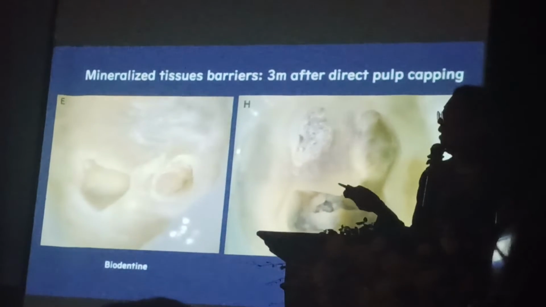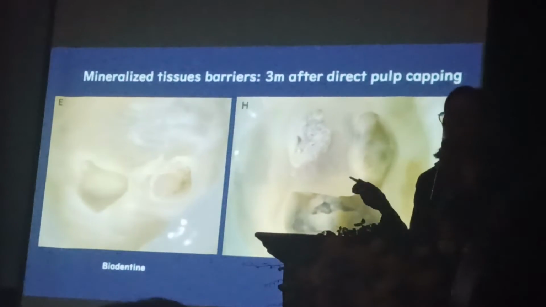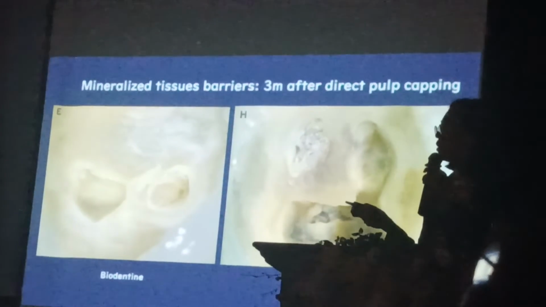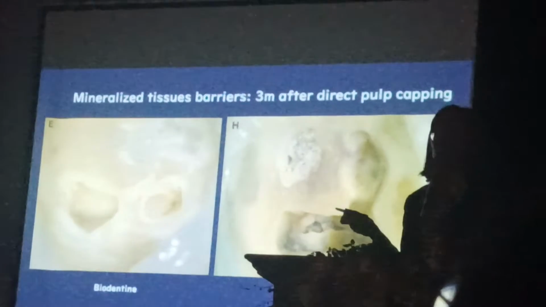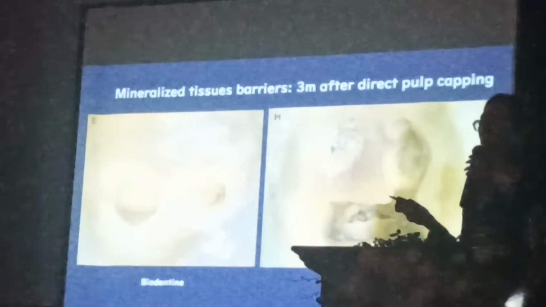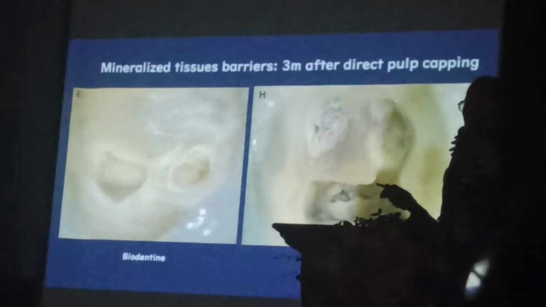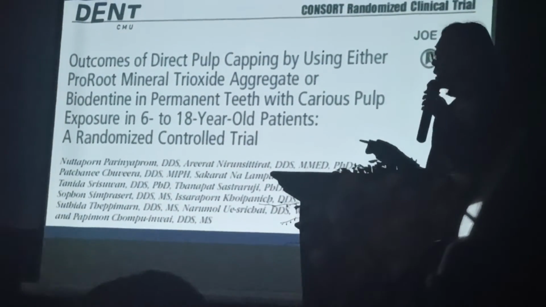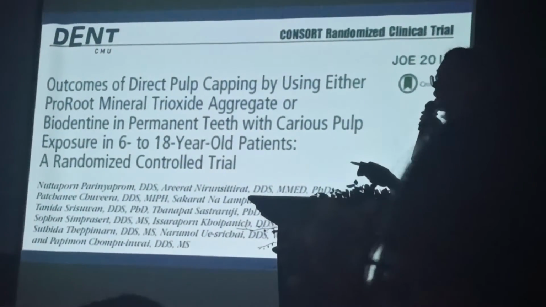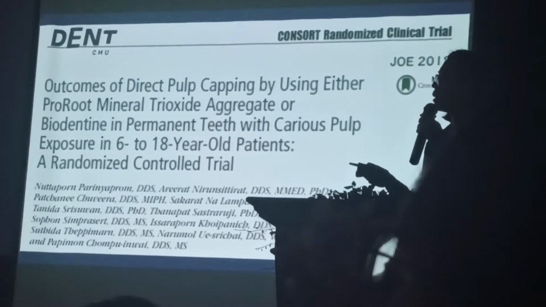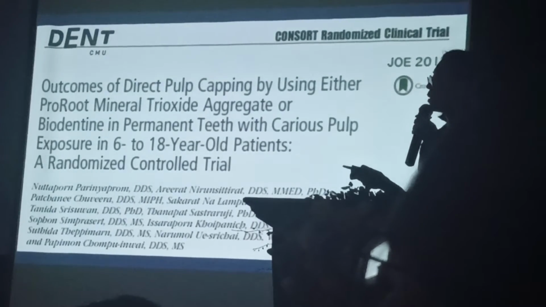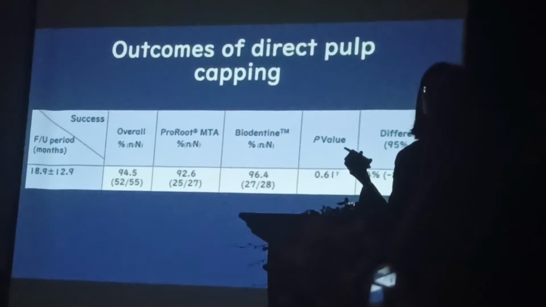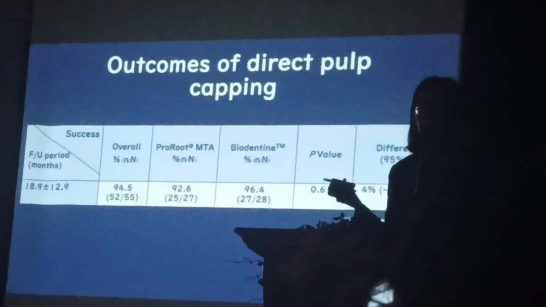Okay, you see on the left one is a homogeneous, smooth, calcified barrier, but on the right one, not so good. So this is a very nice picture. Your picture looks like this, and we did direct capping and compared MTA to Biodentine, published in 2018. You see both of them are doing well because basically they are the same material.